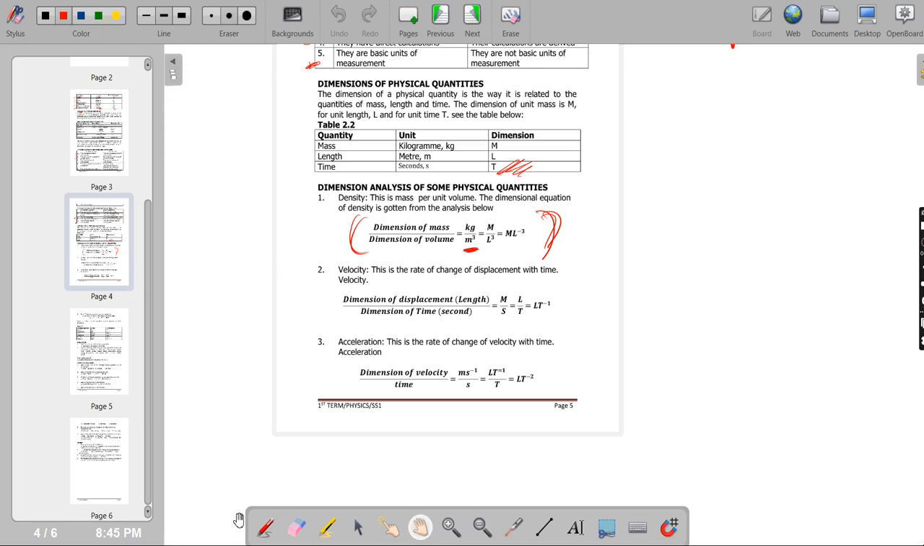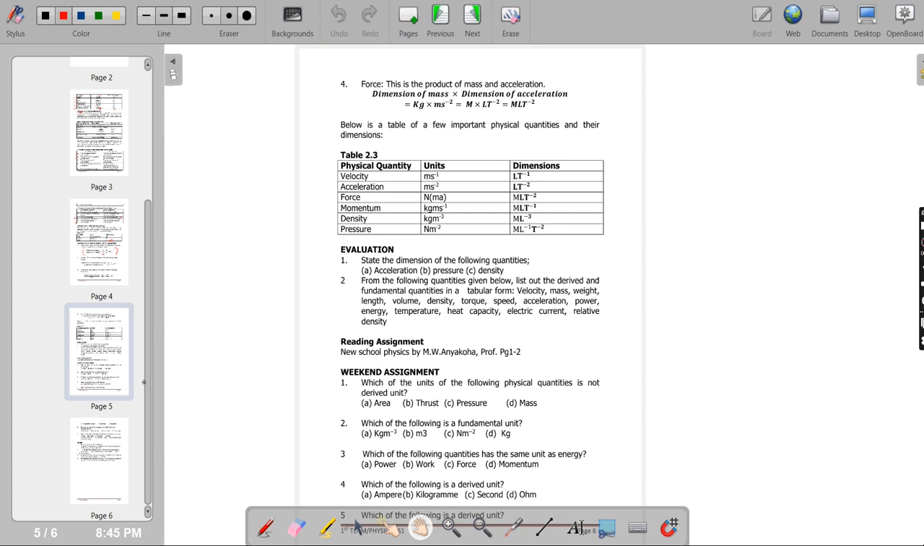Okay, so now we are moving to the next page, and I think my microphone was down, so I'm not sure if that sound was clear. So let me take it again. We're moving to the next page now, and we have the dimension of force.